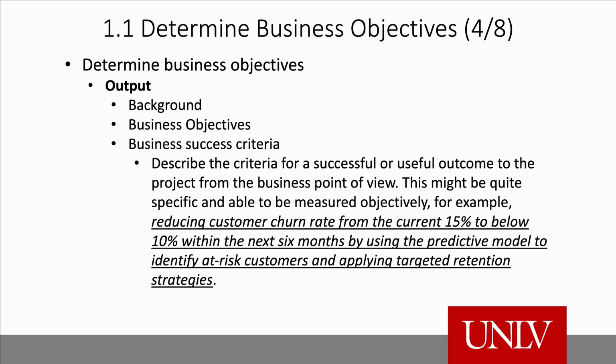And then the third output is to define the business success criteria. This is how we measure whether the project actually delivers value. It might be something specific and measurable, like reduce customer churn rate from 15% to below 10% within 6 months by using a predictive model to identify at-risk customers and applying targeted retention strategies. So you can tell that clear success criteria make sure everyone, from the data team to the business leaders, knows what success looks like.